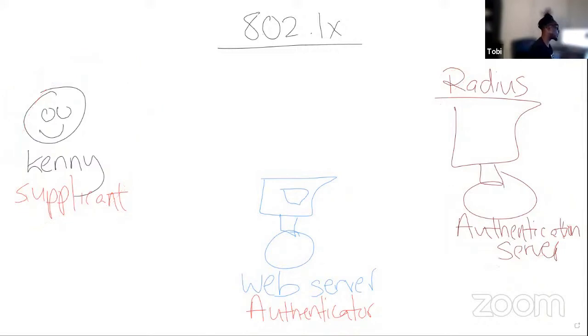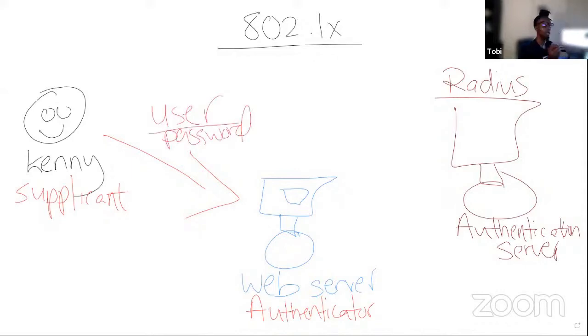All right, so how does this work? When Kenny wants to log into this web server, he can try to, right? He's gonna pass some credentials. We'll keep the credentials really simple, username and password. He's gonna pass over a username and password to the web server. Question for you all. Is the web server going to authenticate Kenny based off of his credentials?